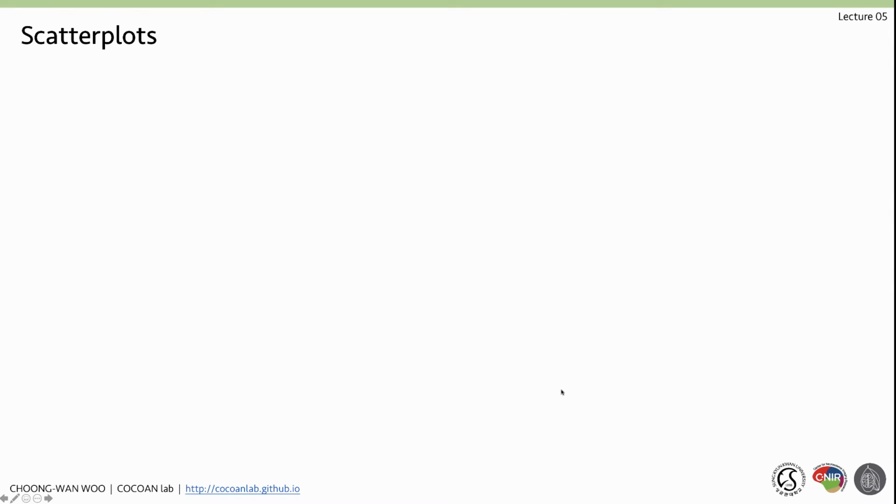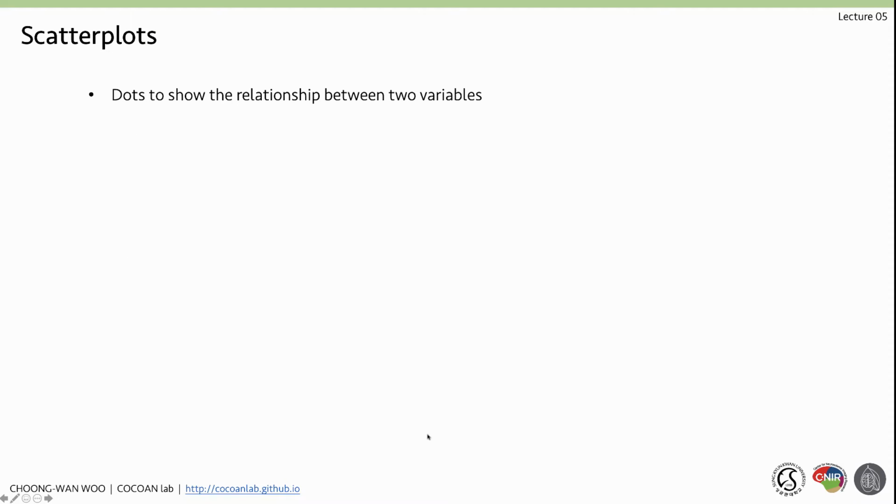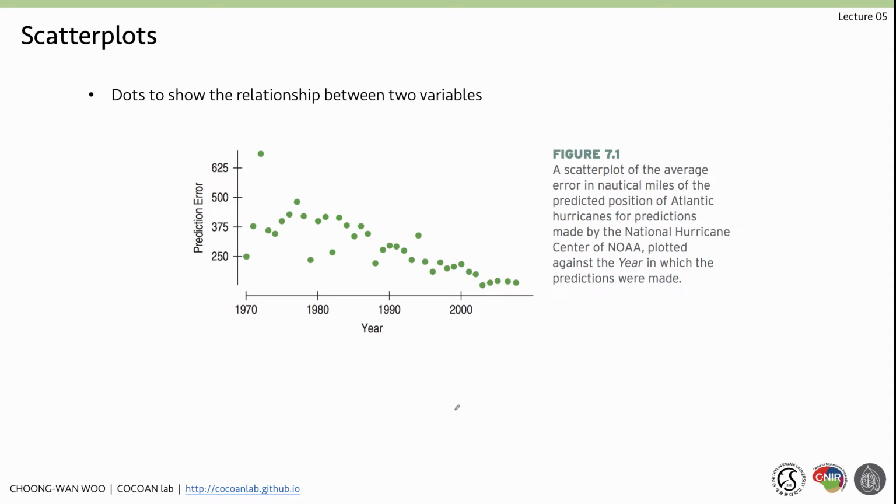Today we will learn scatter plots, and already from the normal probability plots you actually already learned how to draw scatter plots, because the normal probability plots are actually scatter plots. Okay, so we are using dots for scatter plots. We are using dots to show the relationship between two variables.